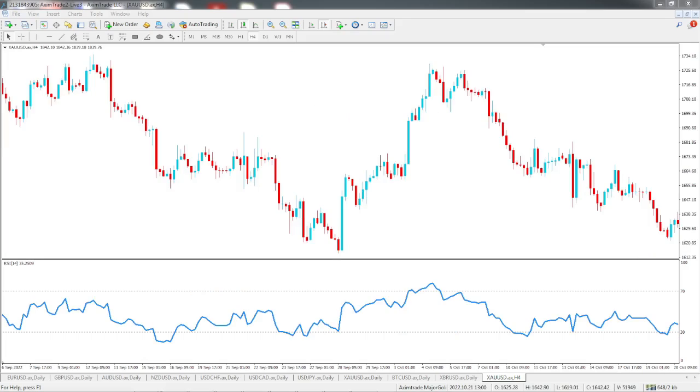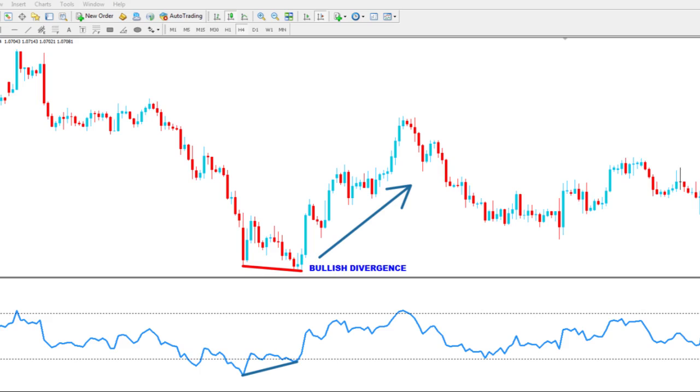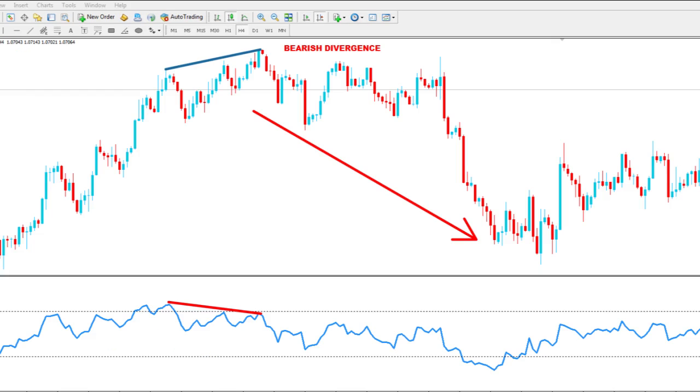A bullish divergence happens when the market makes lower lows but the RSI indicator makes higher lows. This indicates that the market is oversold and the decline may be slowing down and signals the market may rise soon. Here are a few examples of divergence signals.